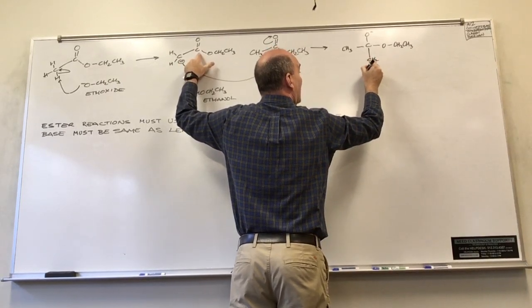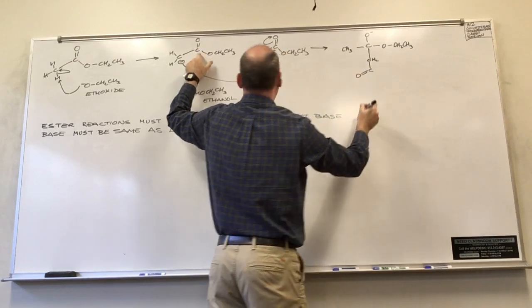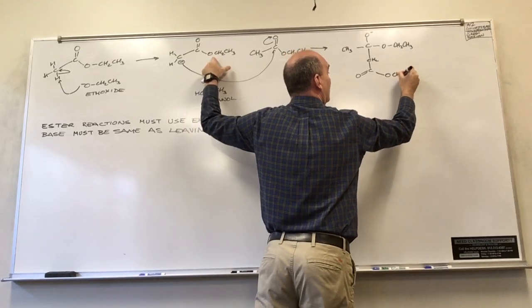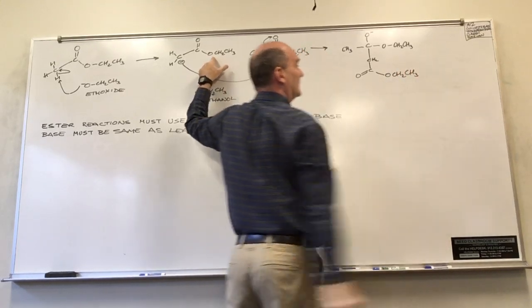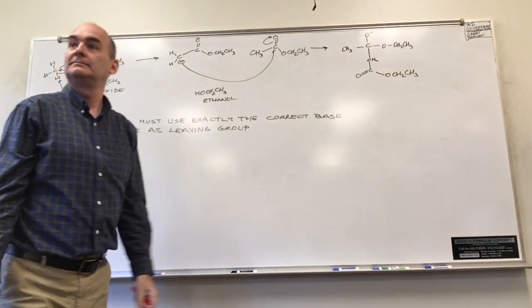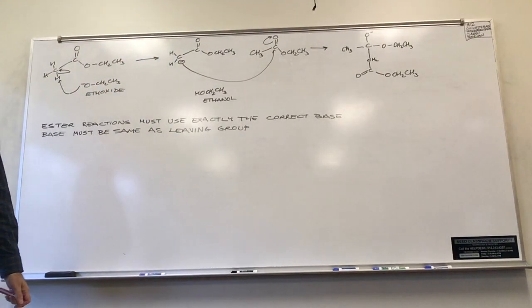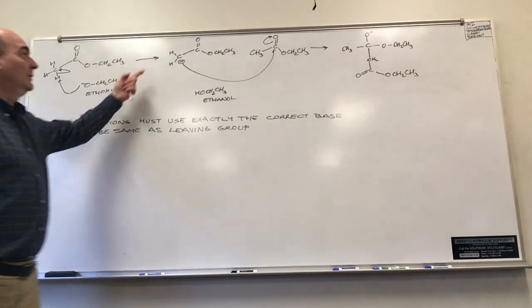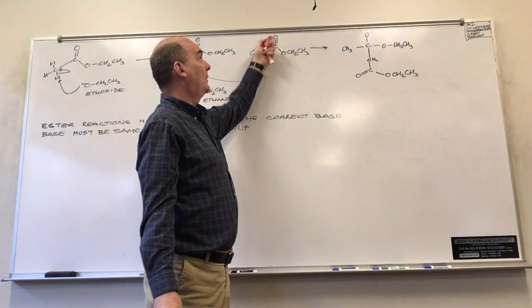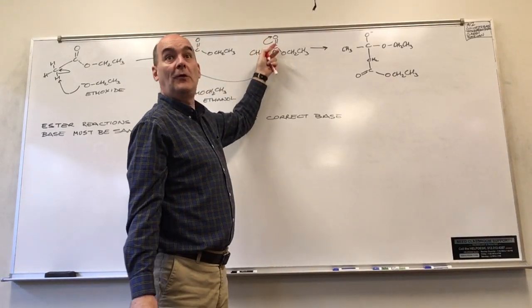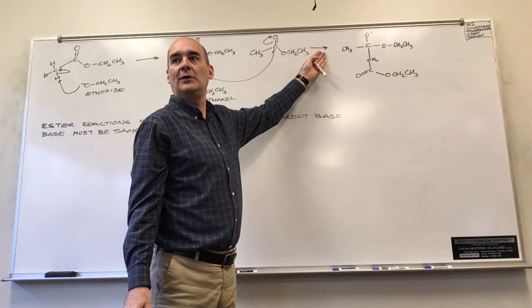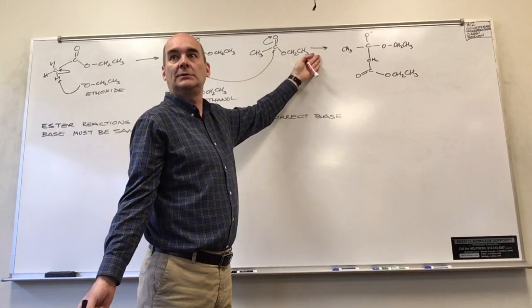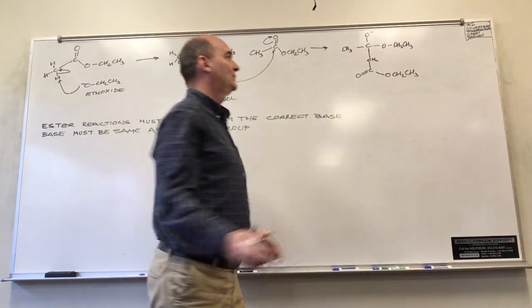Which is then attached to that carbonyl, which is then attached to another ethoxy group. Okay. Nucleophilic acyl substitution. The nucleophile comes in, the pi bond opens. When the pi bond reforms, it kicks off the leaving group. We've seen it, we did it, it wasn't difficult. It's the same thing, it's just bigger.